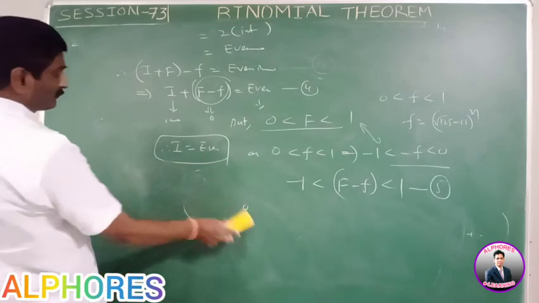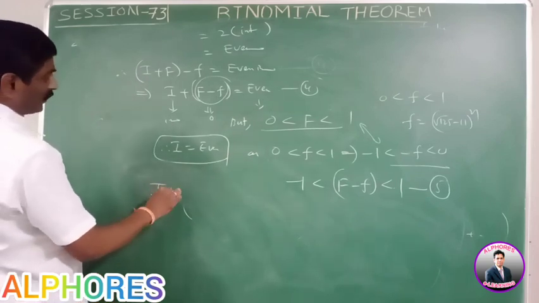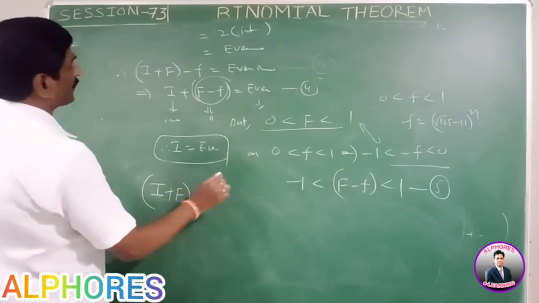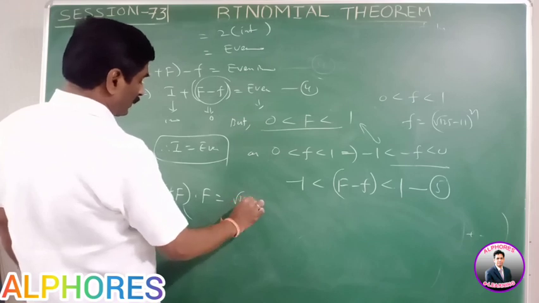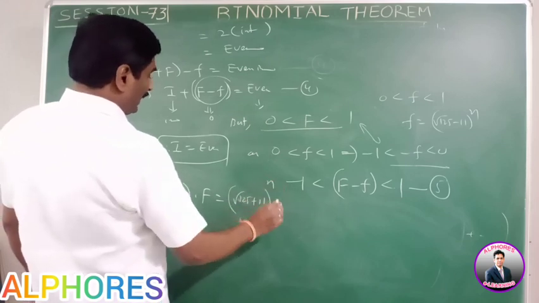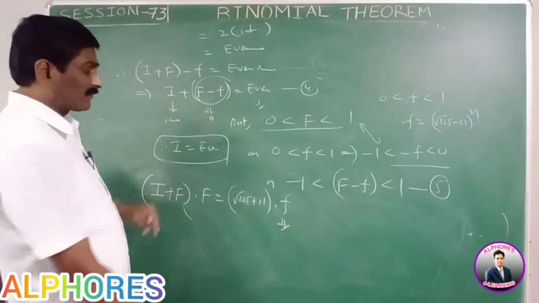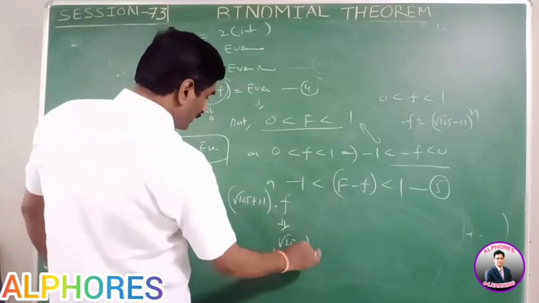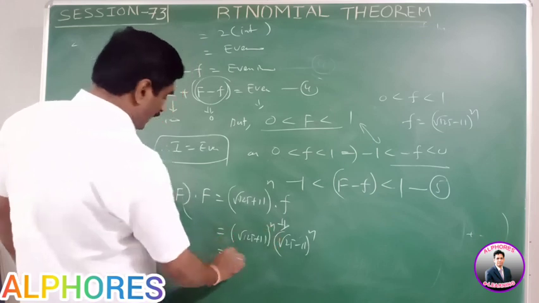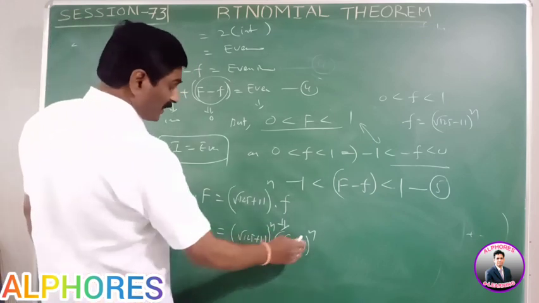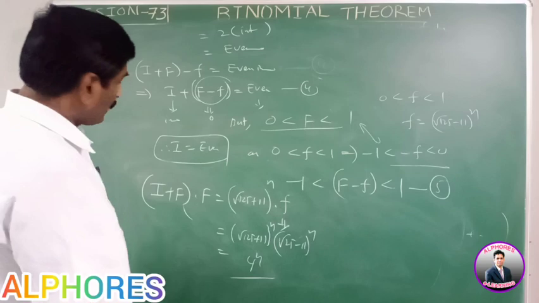Next, at the same time, second one: I plus f into capital F. What is the value of I plus f? I plus f is nothing but the given value (root 125 plus 11) whole power n, into capital F, which is equal to small f. Here capital F minus small f is equal to 0, means capital F is equal to small f. What is small f? (Root 125 minus 11) whole power n. Again, a plus b into a minus b means a square minus b square. That means (125 minus 121) power n, 4 power n. It is the answer. Very important. Please note this value.